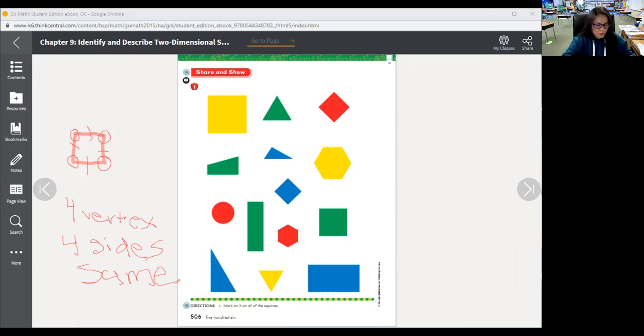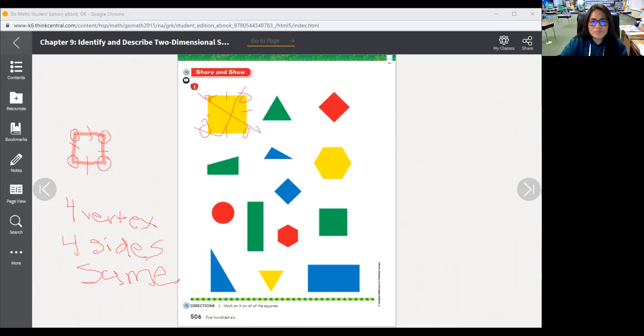All right, so I'm going to call on people, and I want you to be quick to turn on your microphone so we can do it super quick. Here we go. I'm going to call on Sadie, the first yellow one. Is it a square? Yes or no? It is a square, yes. So we are going to put an X on it because it is a square. It has 1, 2, 3, 4 sides and 4 vertex. And they're all the same.